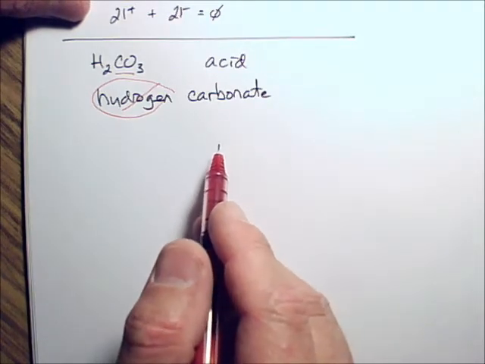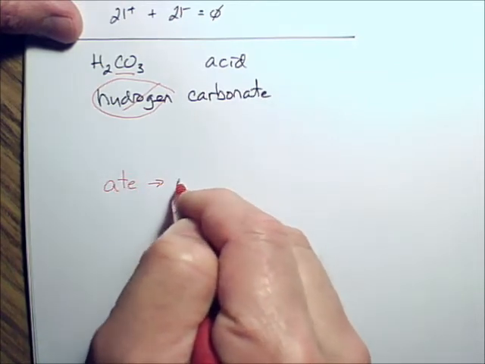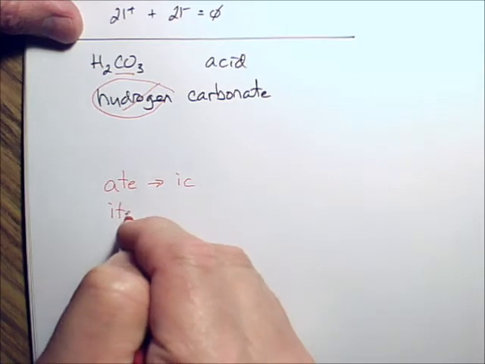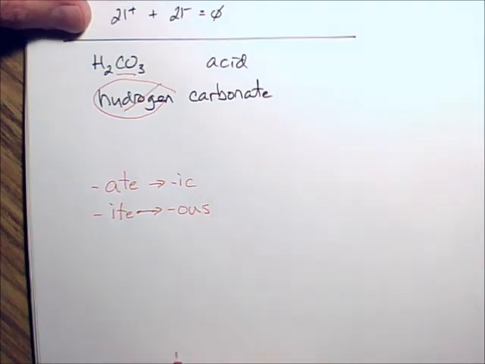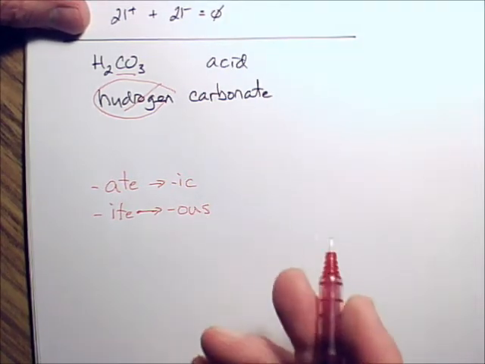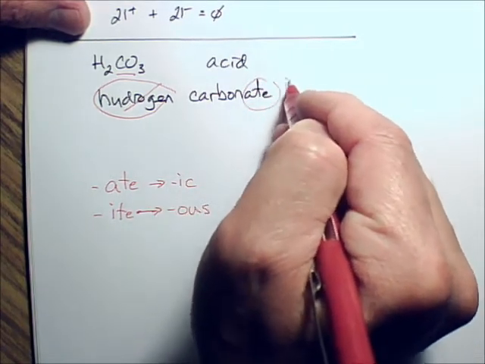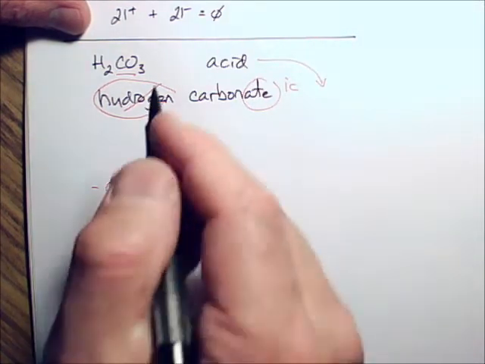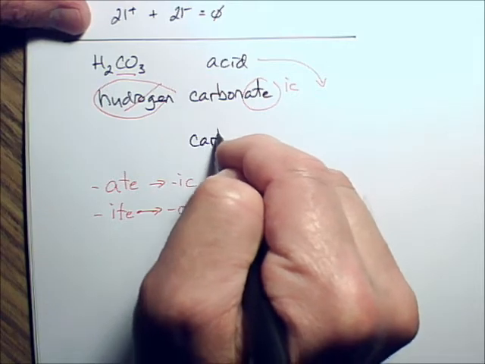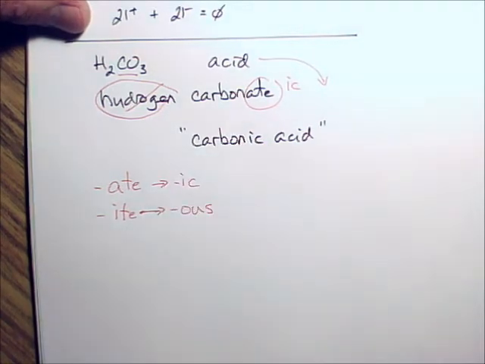Well, we don't know. It's not that yet. Okay? And ates become ic. Ites become ous. Okay? In binary acids, the ides also become ic, but with binary acids, you also put hydro on the front. So the ate here is going to change to ic. And then we're going to add that name acid on the end as a separate word. So the name of this acid then is carbonic acid. Okay?